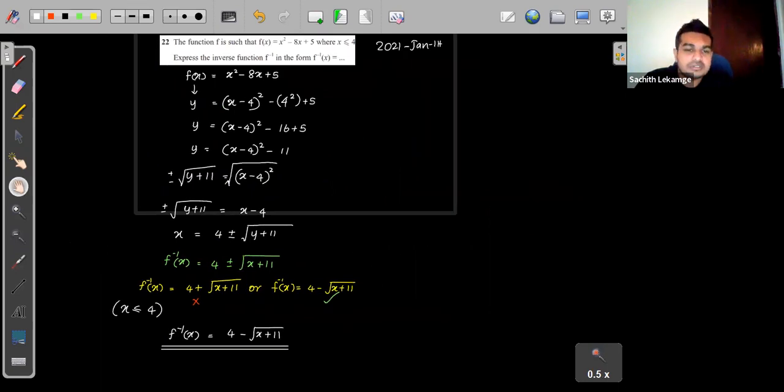How many marks for this one? Let me check. Yeah, this is actually 3 marks, but one of the last questions, right? In this particular paper, you have only 24 questions, and this is the 22nd question. 3 marks, easy 3 marks, isn't it? You can easily get that. Are these 3 marks difficult? It's easy, right?